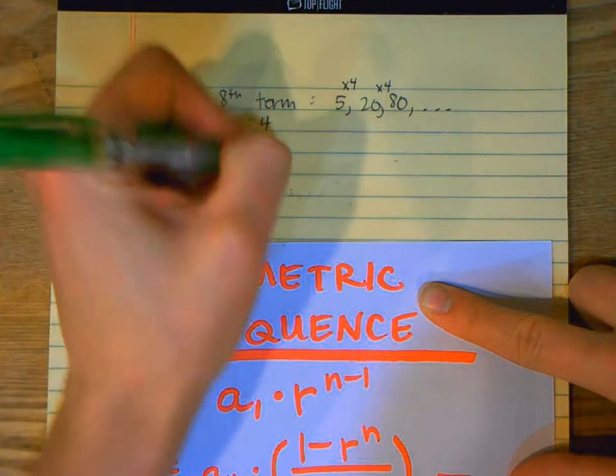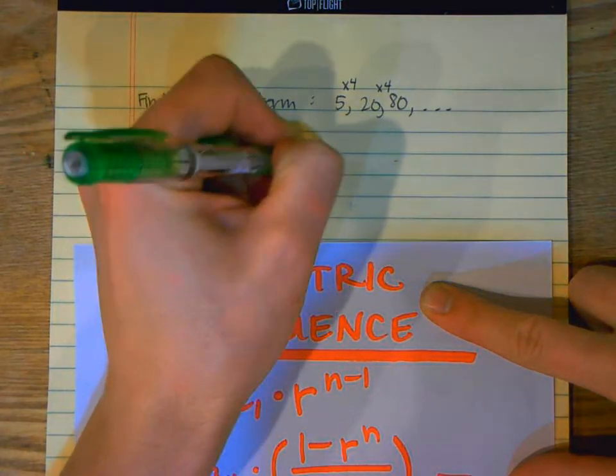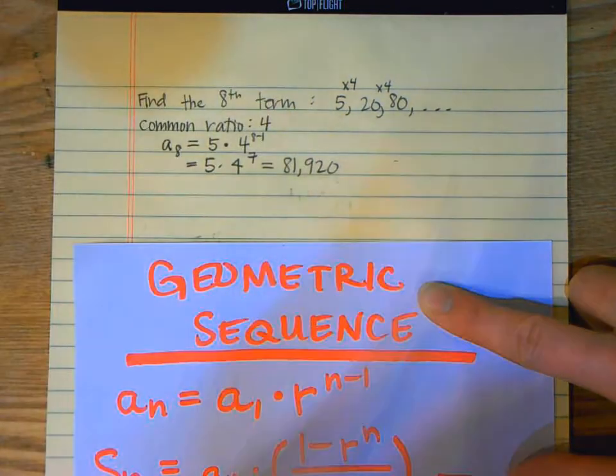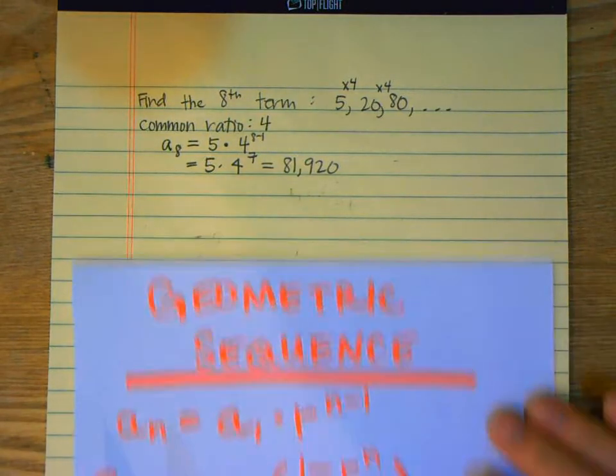So the eighth term here is going to be 81,920. And if you get your calculator out and just start multiplying times 4, you're also going to get that same answer. Okay, second problem.